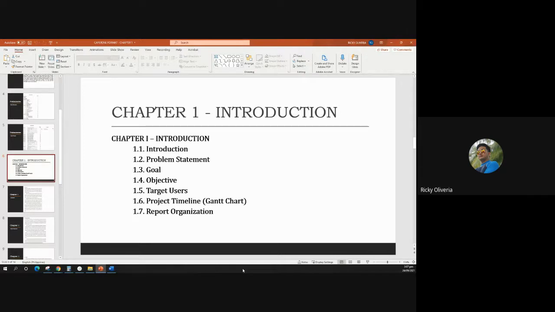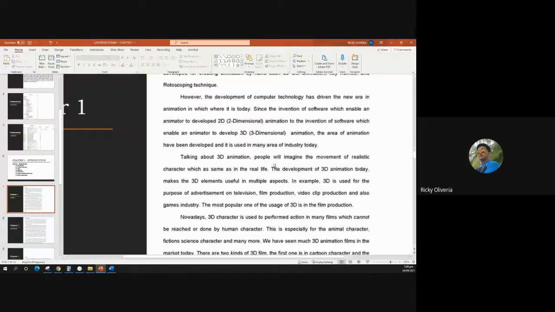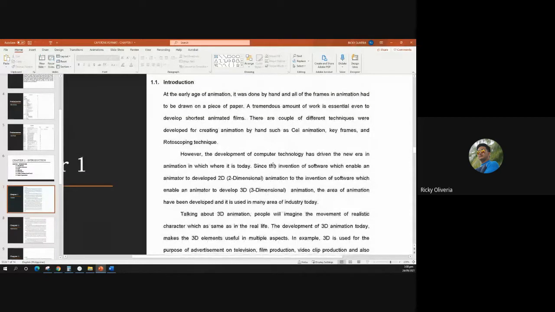Now, yung introduction, ano ba yung content niya? So, tingnan natin itong PowerPoint natin for introduction. So introduction merely is the introduction of your proposal, no? So dito lalabas kung it's a glimpse of how are you going to do your animation. Would it be 2D? Would it be 3D? So ito, example, at the early age of animation, it was done by hand and all the frames in animation had to be drawn on a piece of paper. Yung mga ganong introduction ba?